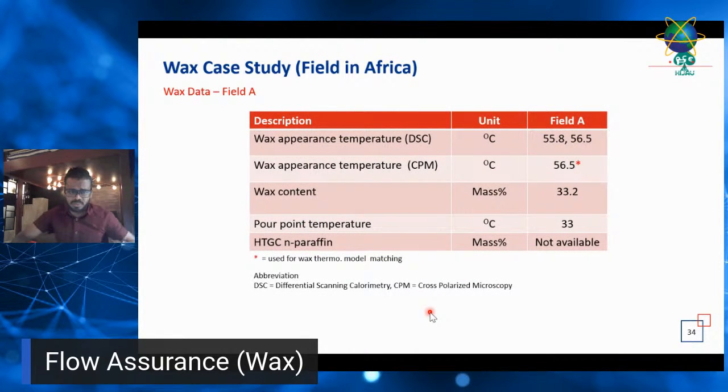This is the wax property of this field, Field A. About 56.5 degrees C in terms of WAT. Wax content is about 33.2, it's massive. And your pour point is also quite high, which is 33 degrees C.